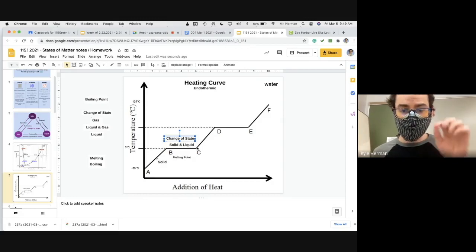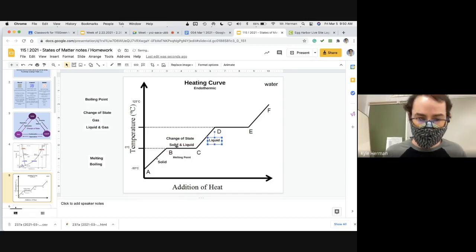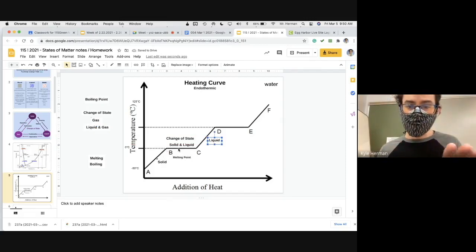Once you get to C, then there's no ice. And then once there's no ice, as you keep giving it energy, the temperature now can go up because it's all liquid. So if you have a mixture between a solid and a liquid, the temperature is going to stay the same until it's all one state, meaning all liquid, all right? Because it's using all that extra energy to actually change the state, because that takes energy to go from solid to liquid.